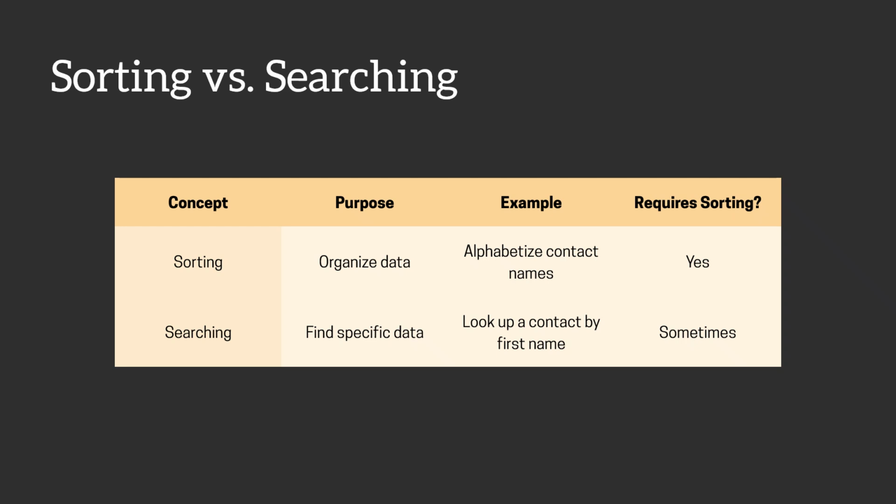So let's compare the two concepts. Sorting is where we organize our data. An example is alphabetizing the contact names, and again, this requires sorting. Searching is when we're looking to find specific data, for instance, looking up a contact by first name. As we saw in our two examples, depending on the type of searching we're doing, we may or may not need to have that sorting done. So think about it like this: sorting prepares the data, and then searching uses that data efficiently.